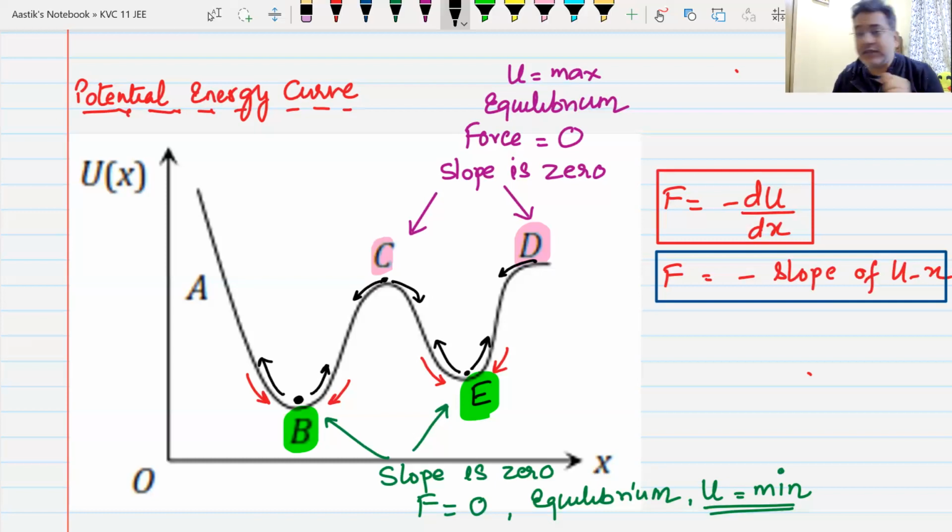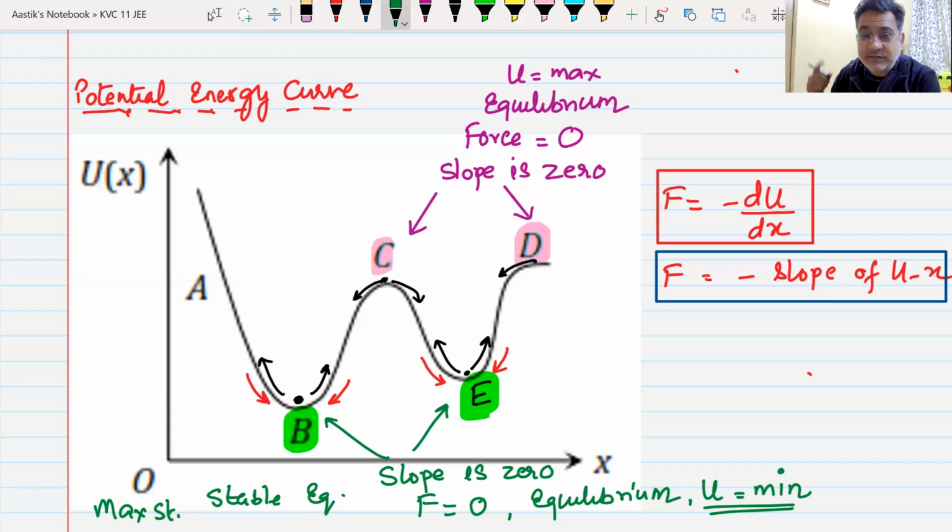Point B and point E are known as the point of stable equilibrium, and that is what you need to understand. Minimum energy, maximum stability. You stay in one organization for long, you may not earn that much, but you will remain stable. Maximum stability.